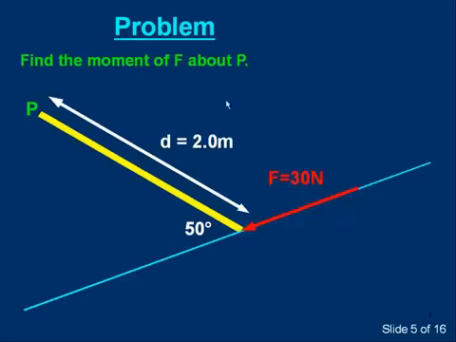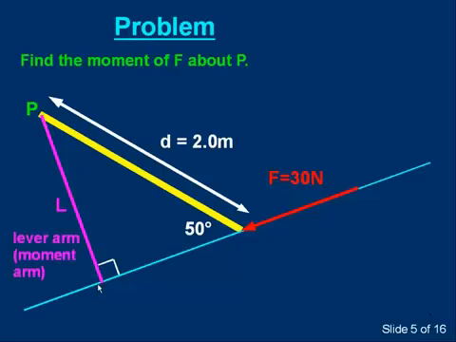Well, I hope you've tried it. The key method is to find the perpendicular distance from point P to the line of action. Let's draw it in. I've called it L, and it's perpendicular to the line of action. Now it's worth knowing that this distance L, the perpendicular distance from the point where we're taking moments about to the line of action, has got some names. It can be called the lever arm, or sometimes it's called the moment arm. So if you ever see those phrases, lever arm or moment arm, it's simply referring to this perpendicular distance.